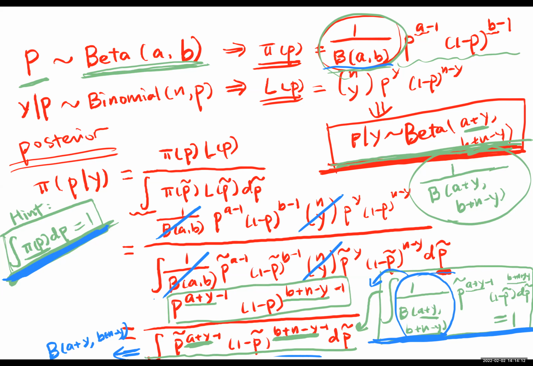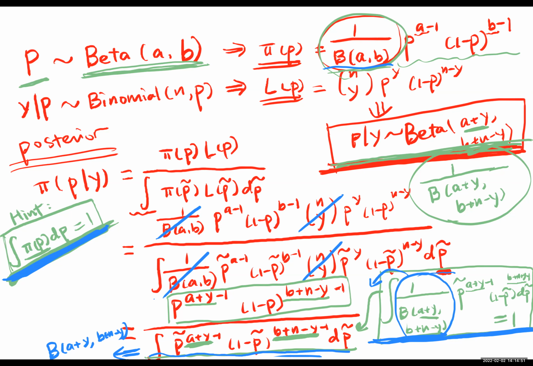And all we need to do is that we're integrating it without the constant, so we just need to put the constant out. With the constant, we integrate everything to 1. If we don't have the constant, it's just going to integrate everything to 1 over that constant. We're just multiplying and dividing by the constant, right? Yes, exactly. So here the constant is 1 over this beta function. And because it's in the denominator, this whole denominator just becomes the beta function of A plus Y and B plus M minus Y.